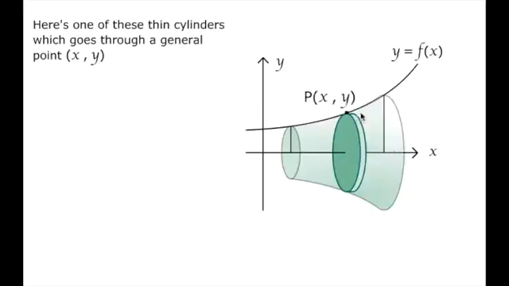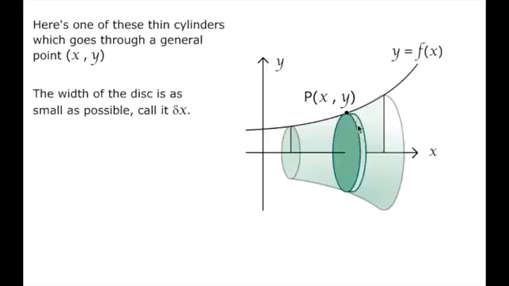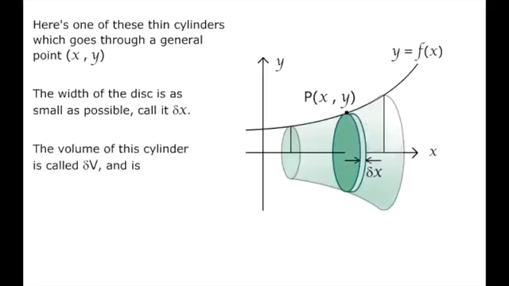If we take a point here, so this is a point on the function, x, y. If we wanted to find the volume at this particular point, or one of these cross sections, so the volume of this particular cylinder here. The width, we said we wanted an infinite number of cylinders, so this distance, delta x, is going to be getting infinitesimally small.